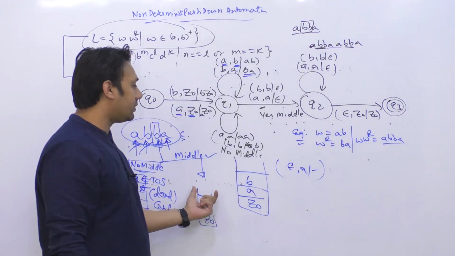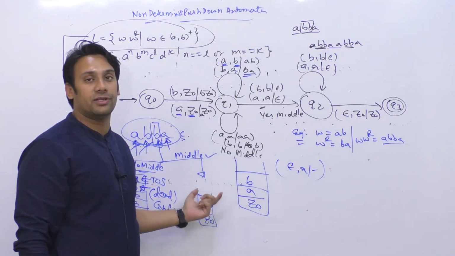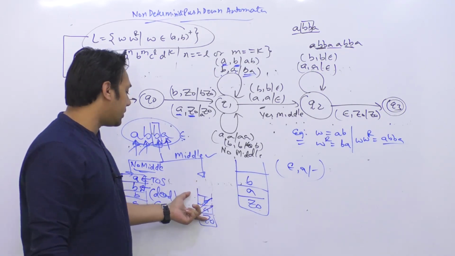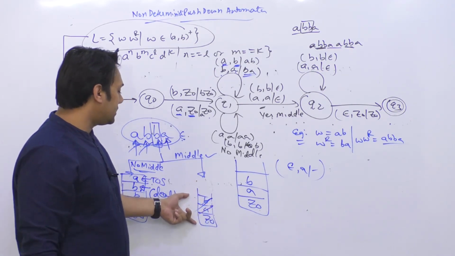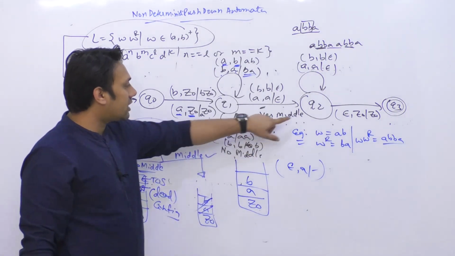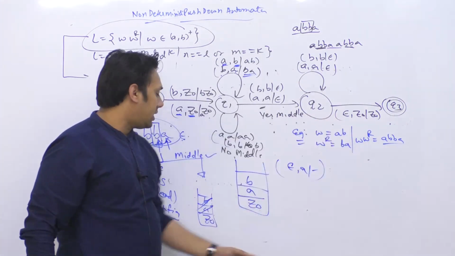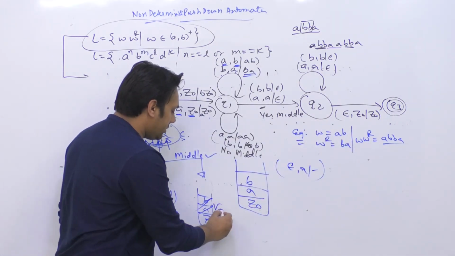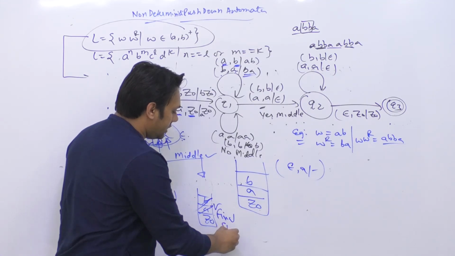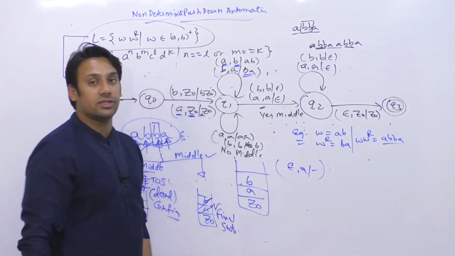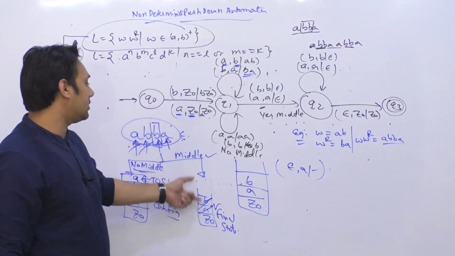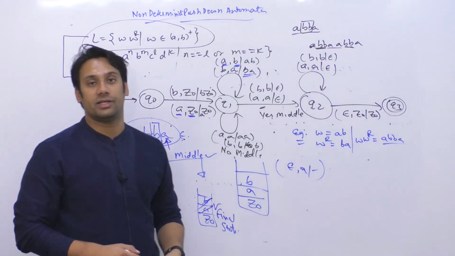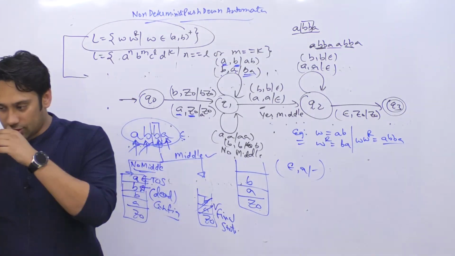But here, it correctly assumed the middle point. So it will happen in this case. In this case, we have a transition which is epsilon comma Z0, and this will go to a final state. It will say yes, because the final state has been reached, therefore this is a string which is present in the language.